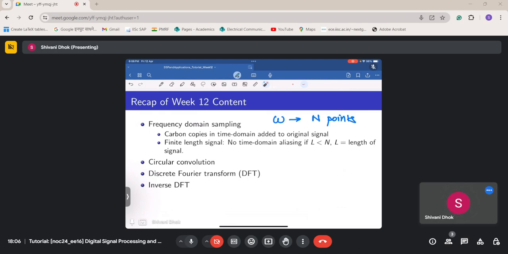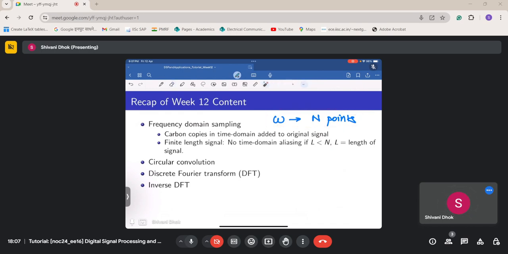Then we said that due to generation of these carbon copies and superposition of them, there is a possibility of having aliasing. And that aliasing won't happen if the length of the signal is less than n, which is the number of discrete points we are having in the discrete frequency axis.